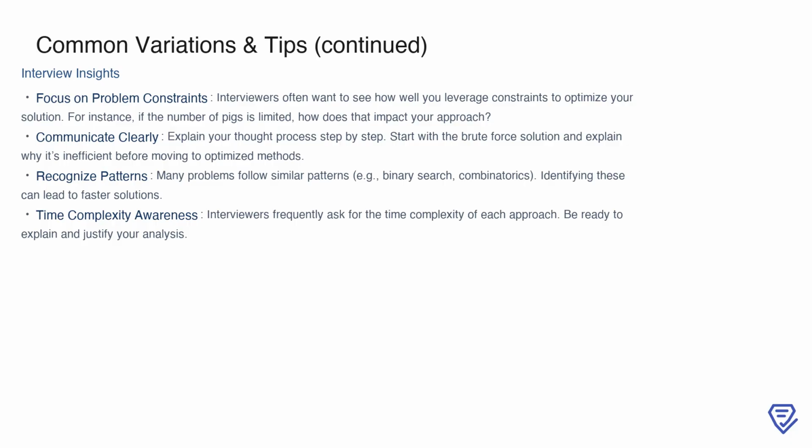Clear communication is also essential. Walk the interviewer through your thought process step by step, starting with the brute force method and explaining why it's inefficient before presenting an optimized solution.